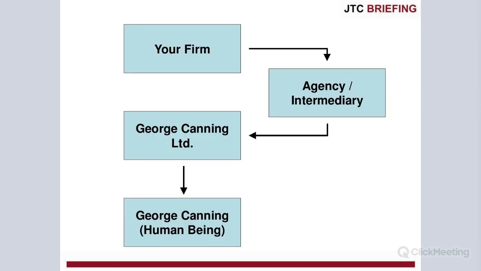The most often seen is your firm pays some sort of intermediary who pays George Canning Limited, who pays George Canning, and George Canning works in his overalls on your sites, and you don't have him in pay as you earn, but he is there doing the stuff an employee would do.